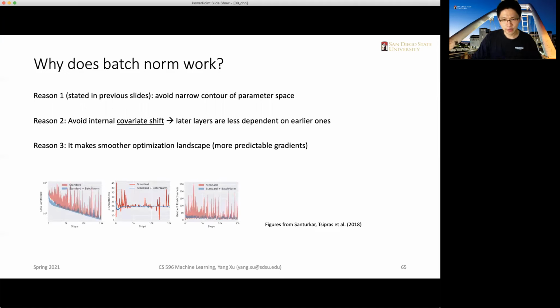If we look at the paper that people have done research on, comparing standard models without batch norm with the blue ones, standard plus batch norm, we'll see that the loss landscape is much smoother, right? And the gradient predictiveness is also much smoother, which means the gradients are much more predictable. So there's not a lot of random walk in the parameter space if we apply batch norm.